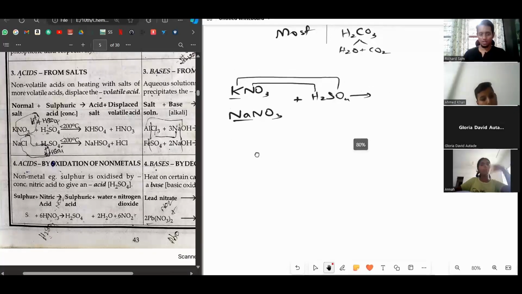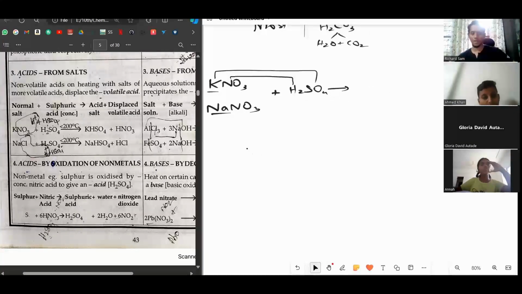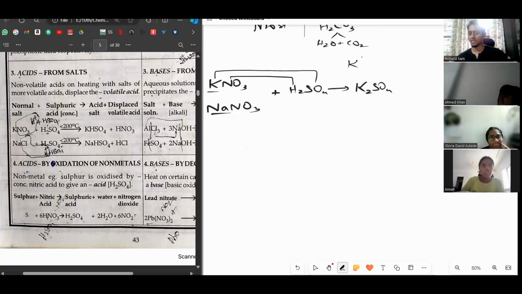Okay. So when K joins with SO4, what do you get? You actually get K2SO4. Okay. See, when you do crisscross method, K's valency is 1 plus, SO4's valency is 2 minus. So the 2 goes for K and the 1 goes for SO4. So you're supposed to get what? K2SO4, and you will get H when it joins with NO3, you'll get HNO3.